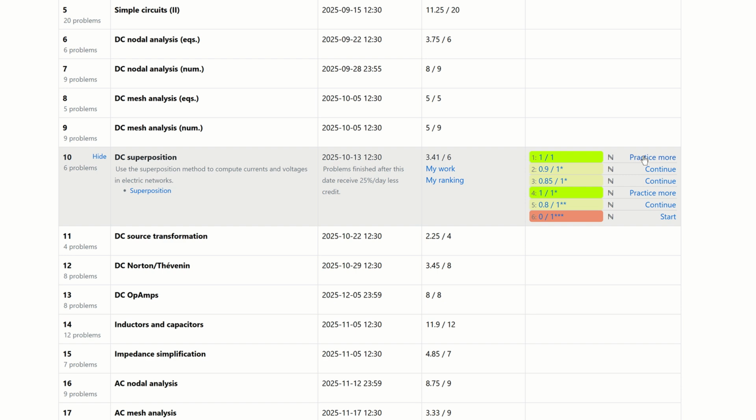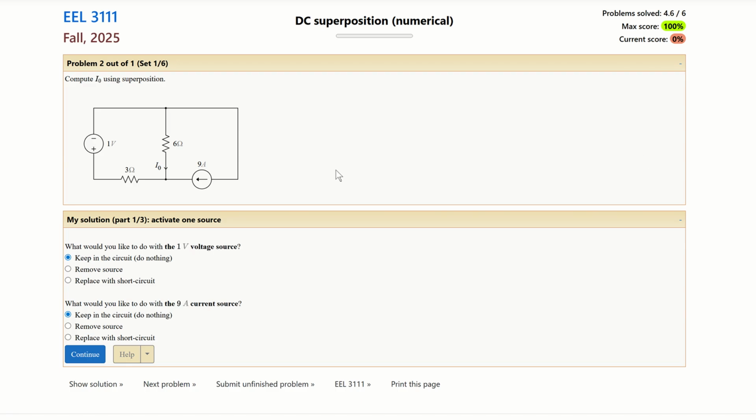We'll start with the most basic ones to get our feet wet. Starting out here, we notice we have a 1 volt voltage source, a couple resistors, and a current source, and we're trying to find I0 here. Superposition is a technique used to analyze linear electric circuits with multiple independent sources. And the key here is to activate only one independent source at a time.